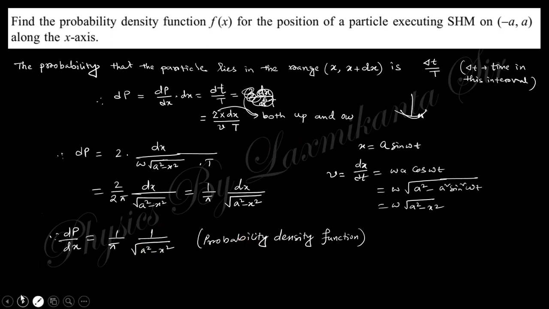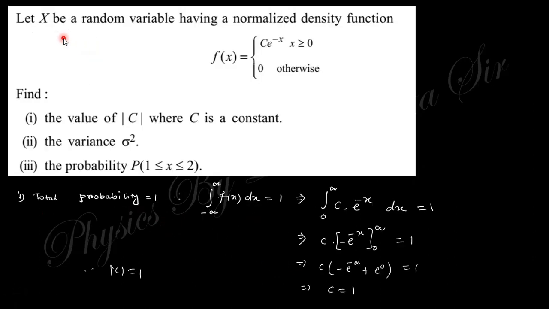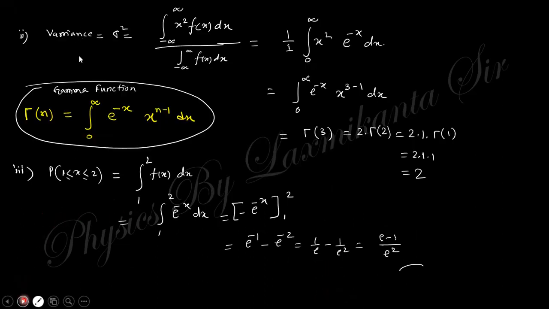Clear? Next one: let x be a random variable having this function. You need to find the value c, then find the variance sigma square and this probability. The total probability must be 1. So if you take the total integration of this function, this must equal 1. If you put in this value and do this integration, you can easily find the value of c, which is 1. Next, variance. Variance is nothing but x square times this by this one.